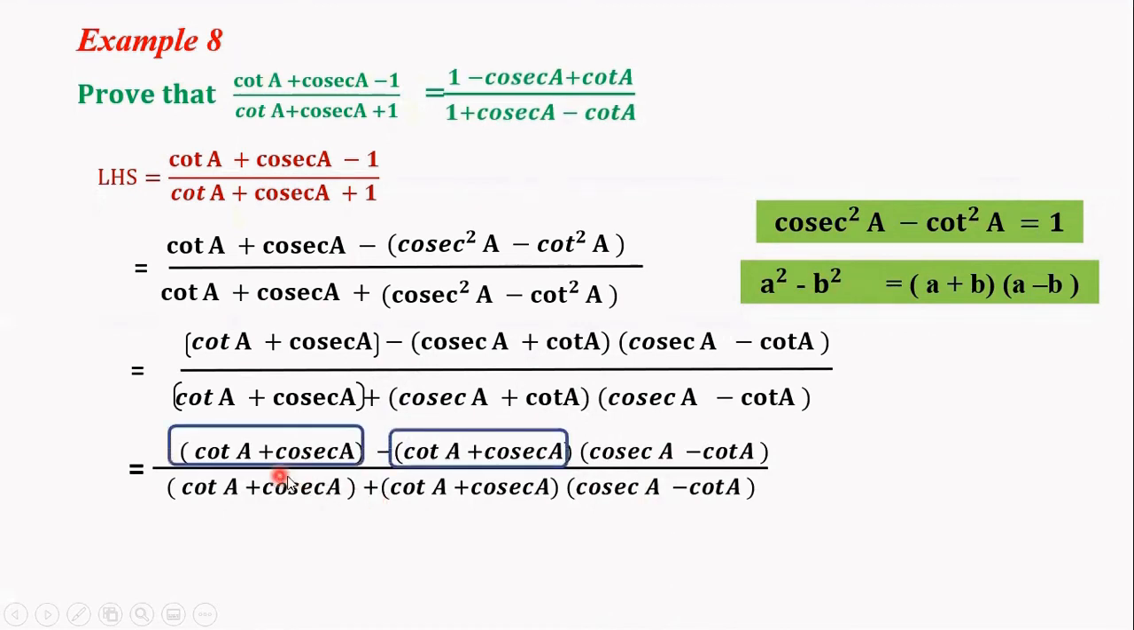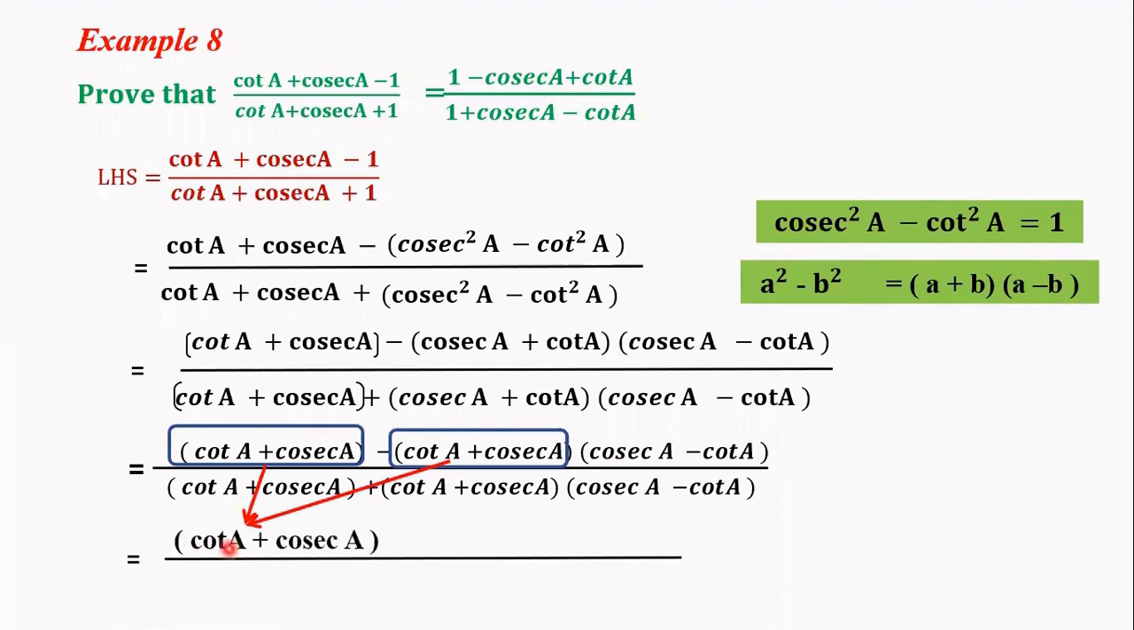Now in the numerator, in those two terms, we have cot A plus cosec A common. So let's take these two brackets common and let's keep it here. Cot A plus cosec A common. And the remaining portion, we write it here. Cot A plus cosec A, it is already there in common. So in the first term, 1 is left over. Minus is here. And the cot A plus cosec A is already there in common. So left over in this second term is bracket cosec A minus cot A.